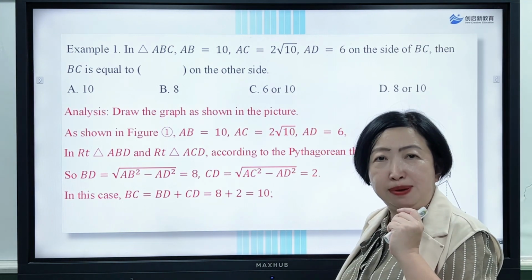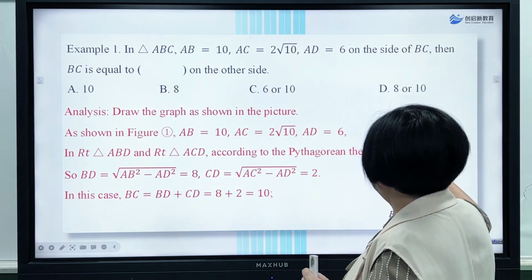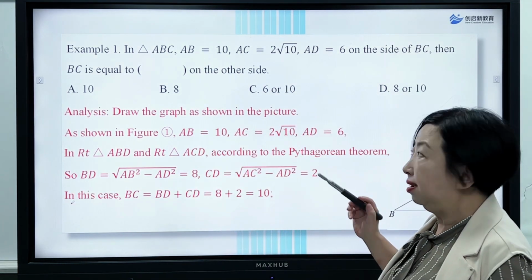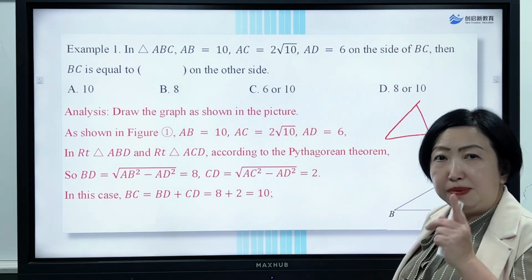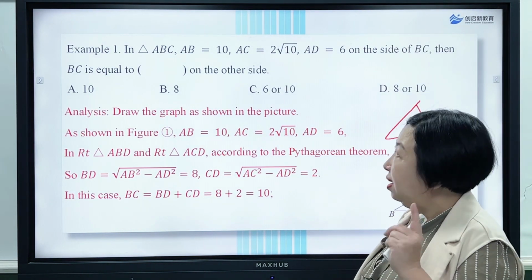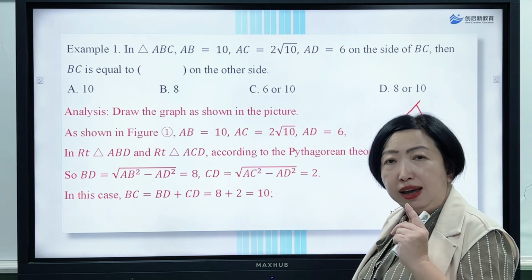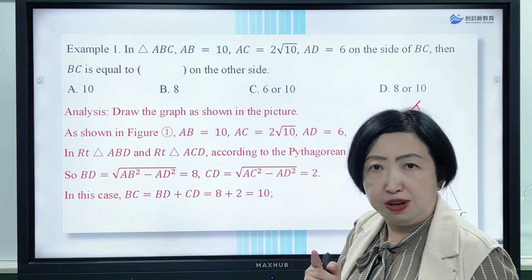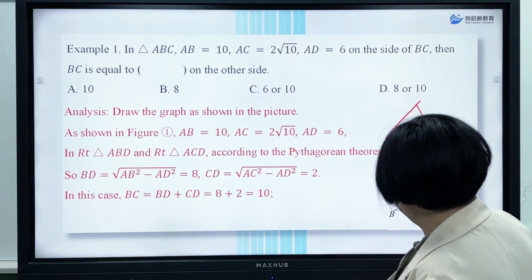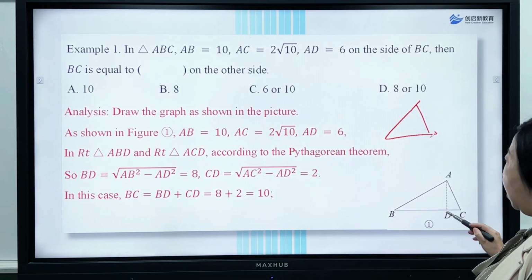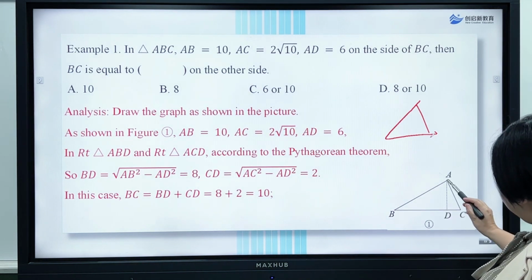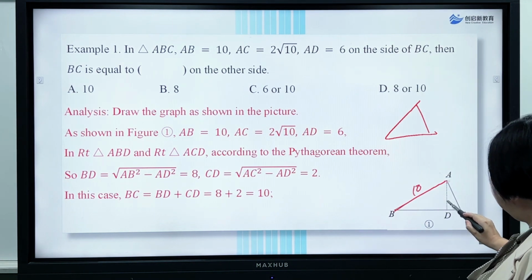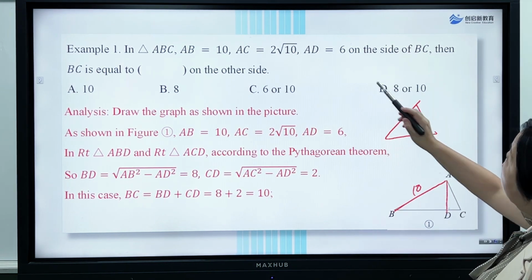Some friends may think the triangle is like this. But pay attention, my friends. The triangle may be an acute triangle or an obtuse triangle. For example 1, the AD is inside the triangle. AB is 10. Here AD is which one?